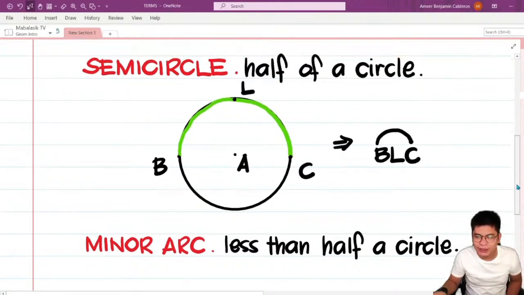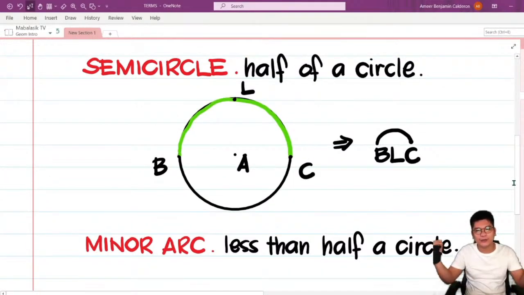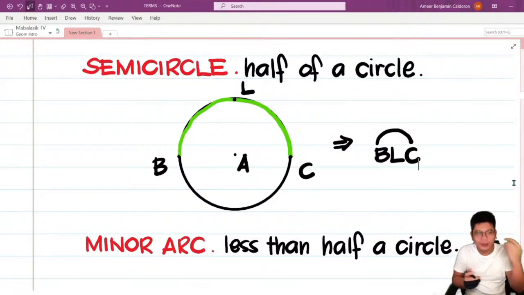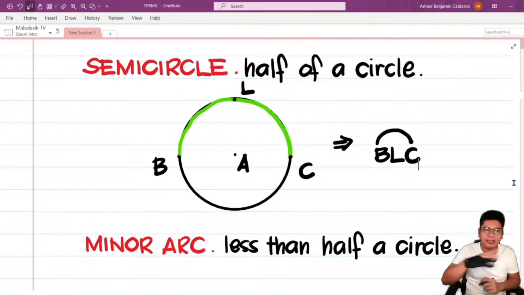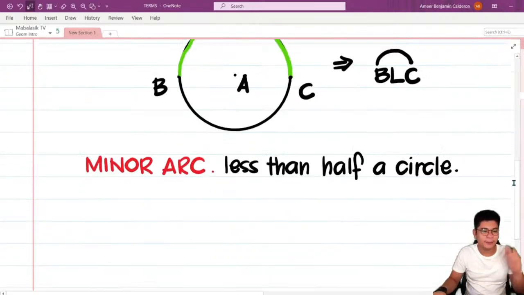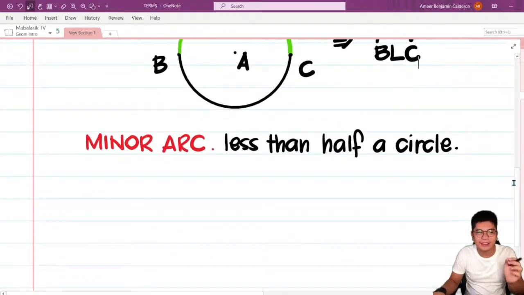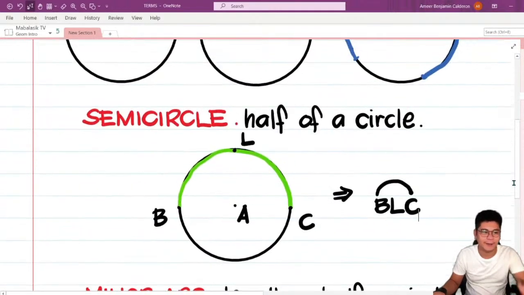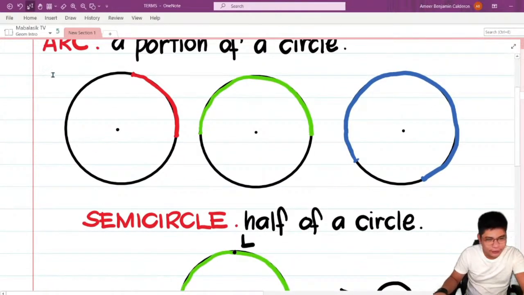Sir ABC, bakit po naging 3 letters na? Akala ko po ba customarily, yung dalawang end lang. Not in the case of a semicircle. Actually, semicircle tsaka yung isa pa mamaya. Tatlong letters ang gagamitin natin kapag kalahati ng bilog yung arc. So that is a semicircle. Pag mas maliit sa semicircle, ang tawag doon minor arc. So, eto yun.